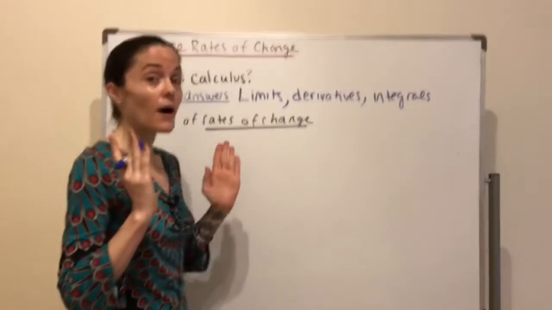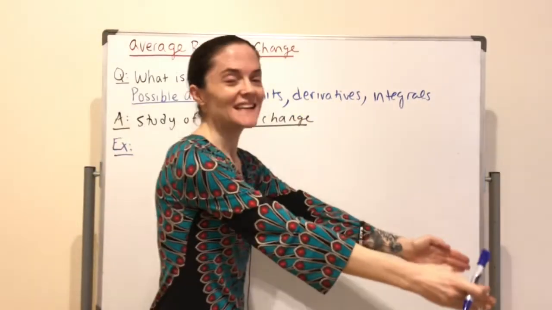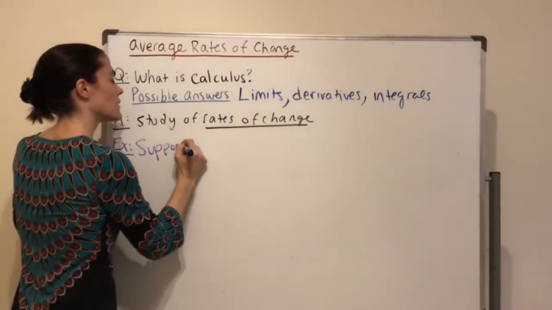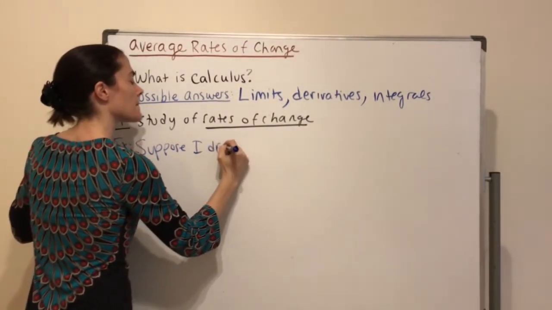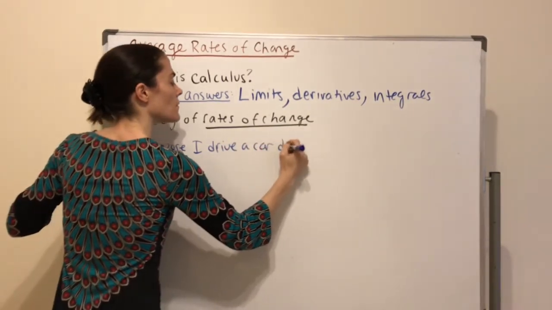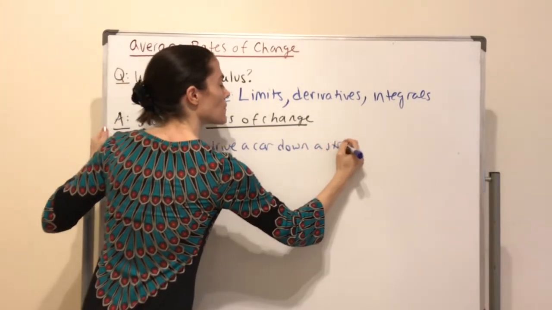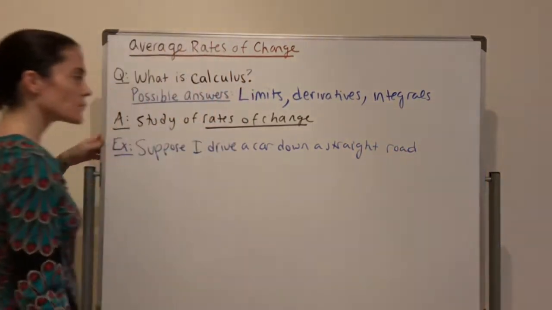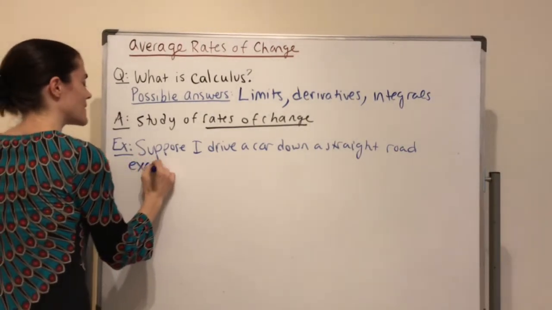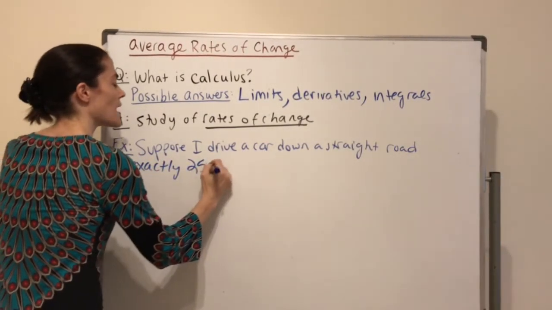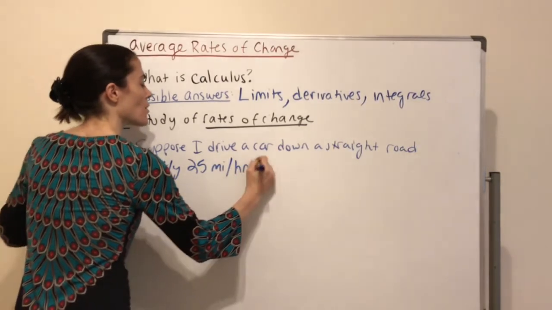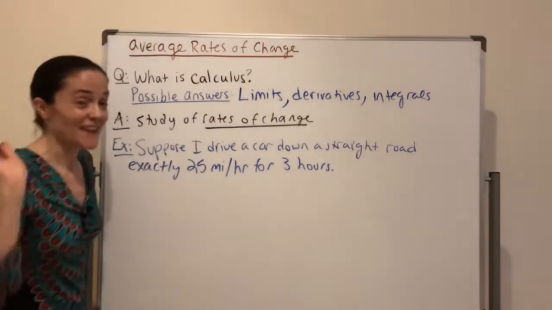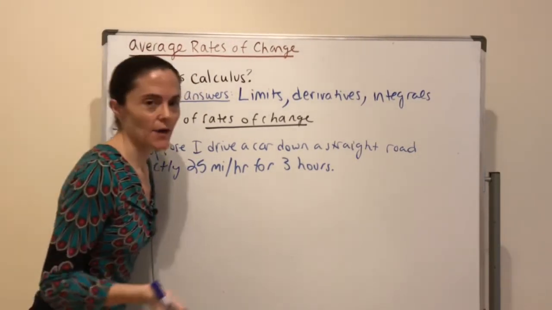So let's take a car and drive it straight down a road. Okay, so suppose I drive a car down a straight road, and I drive it exactly 25 miles per hour for 3 hours. Okay, the question is, how far did I go?